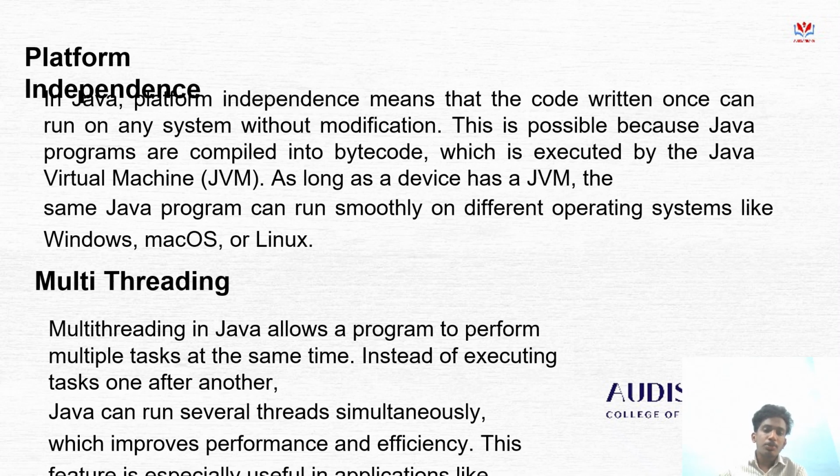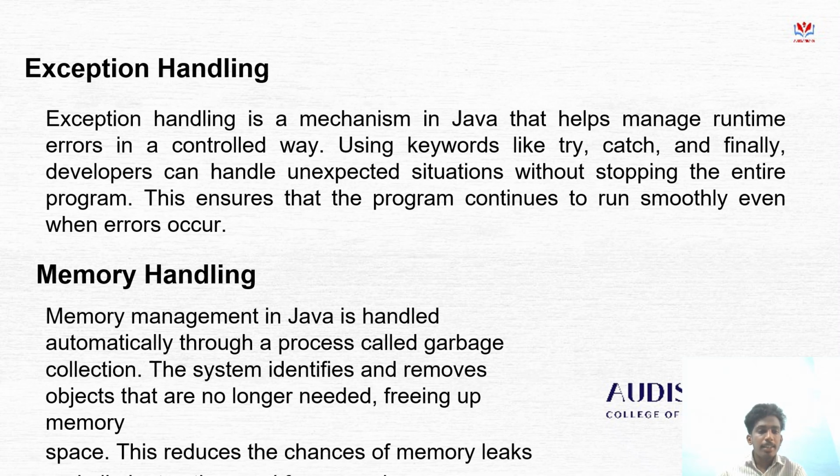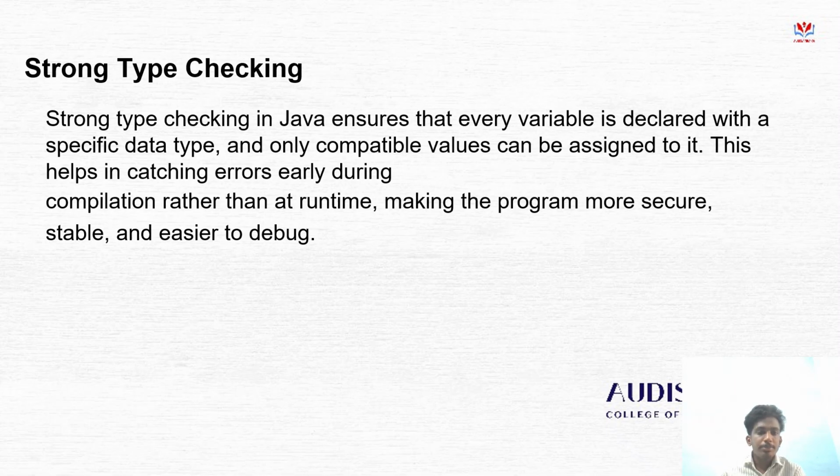The same Java program runs smoothly on different operating systems like Windows, macOS, and Linux. Multi-threading and memory management in Java happen automatically through garbage collection, where the system identifies and removes objects no longer needed and frees the memory space. Strong type checking ensures that a variable is declared with a specific data type and only compatible values are assigned to it. This helps catch errors early during compilation.